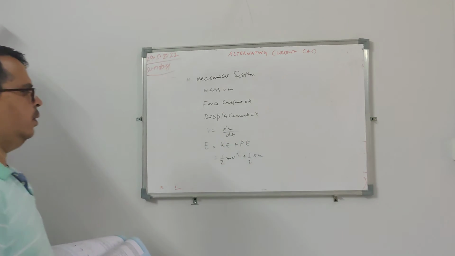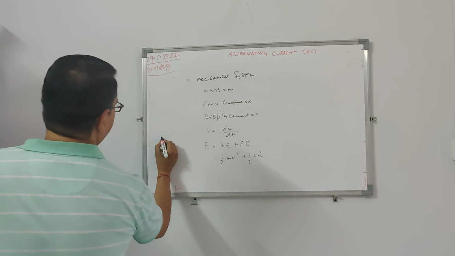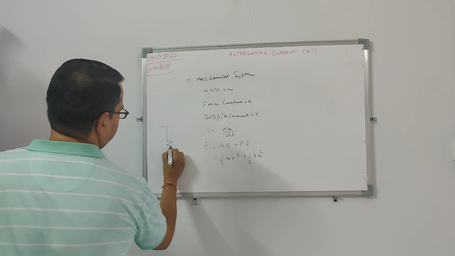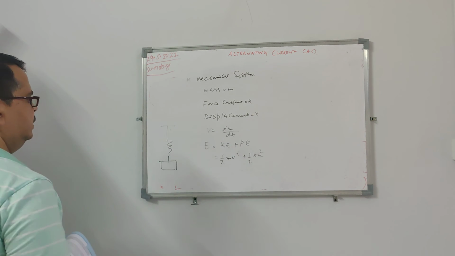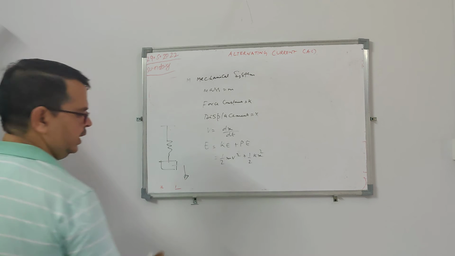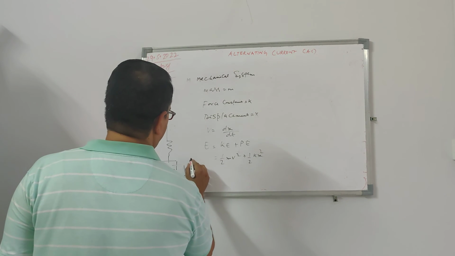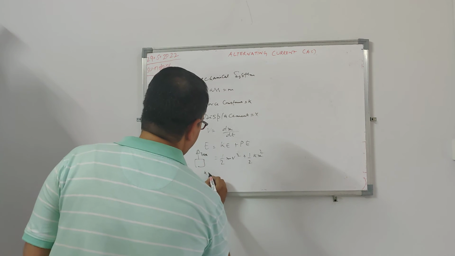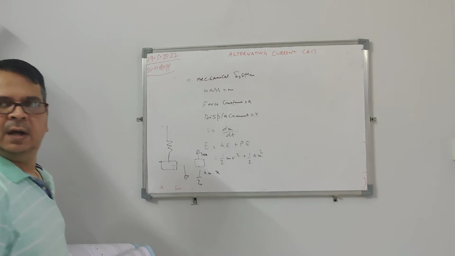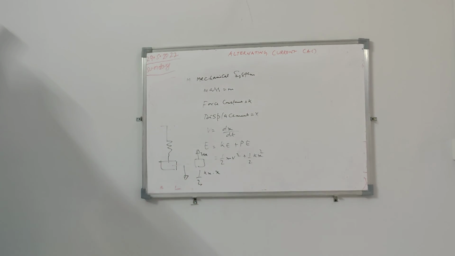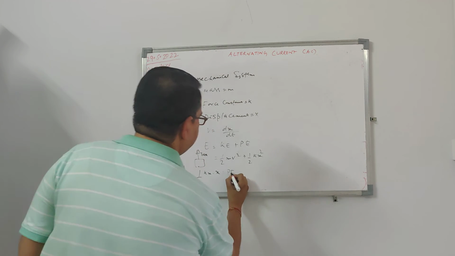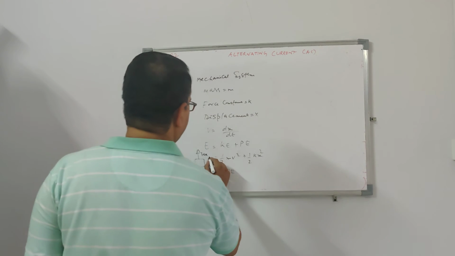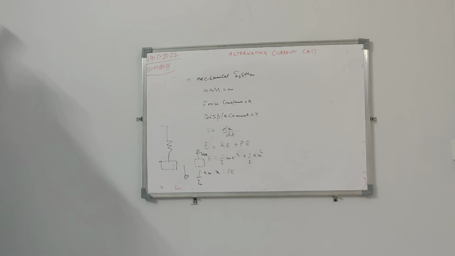In a spring, how do you derive this potential energy? Suppose this is your spring with a mass here, and you are displacing the spring. When you displace it, there is a restoring force kx. The work done is kx into x, taking the average value, half kx into x, and that work done gets stored as potential energy. So the total energy of the system is potential energy plus kinetic energy.